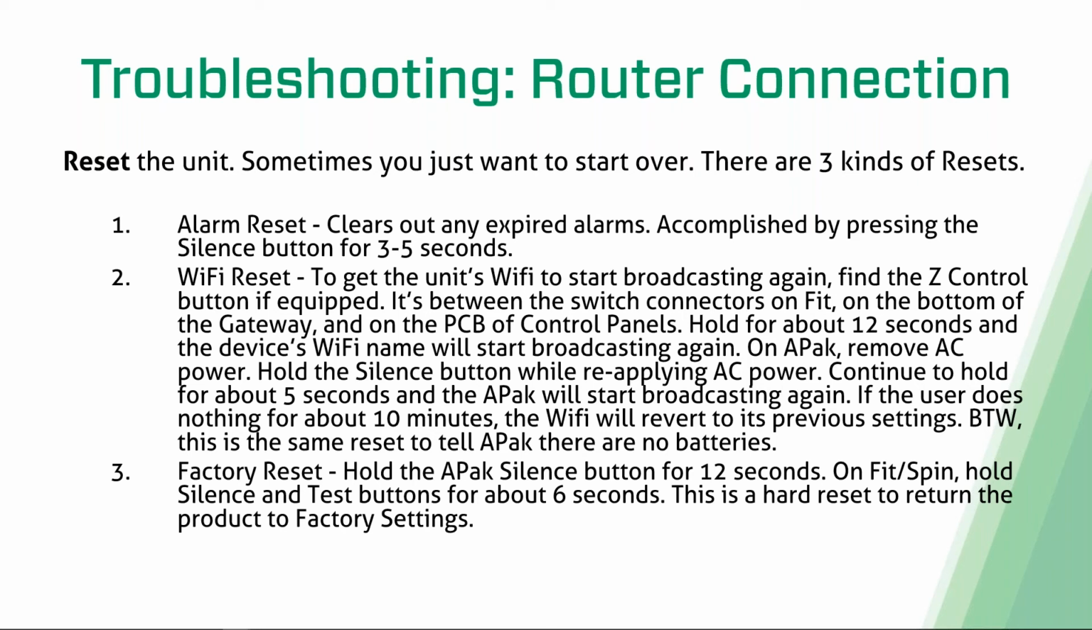On an APAC, it's a little different because we don't have that reset button. You remove the AC power, you hold down the silence button while putting the power back on, continue to hold the button for about 5 more seconds, and the APAC will do a little reset and start broadcasting its Wi-Fi again. So now you can go with your phone or whatever you're using to connect back up to that APAC. All this is in the instructions for each of these products, and all the instructions for every product are on our website. So this isn't hidden or secret information, it's all out there.